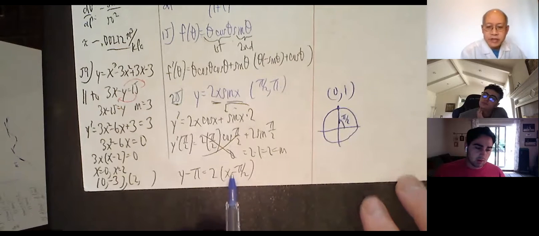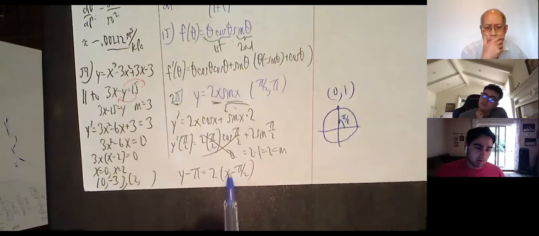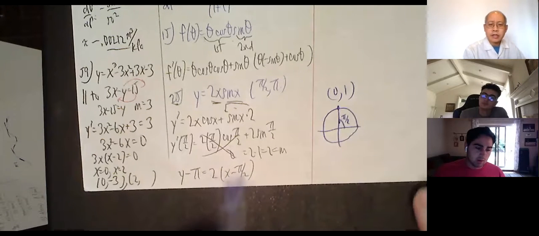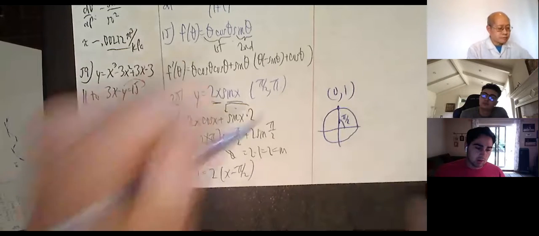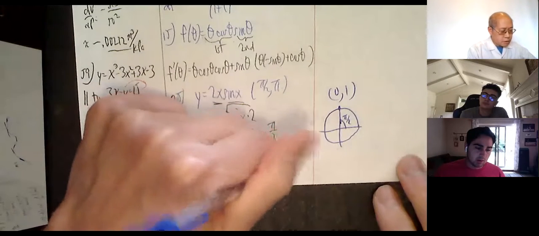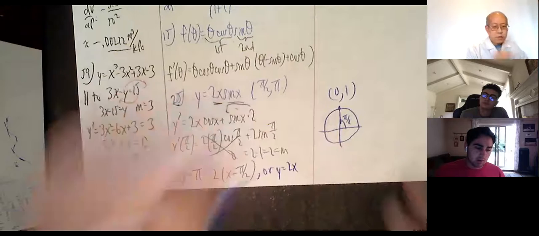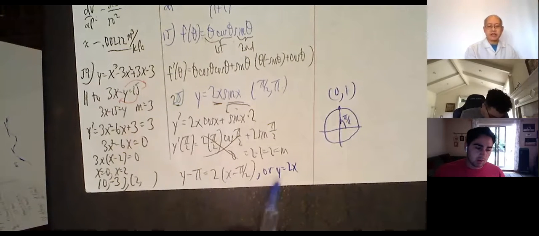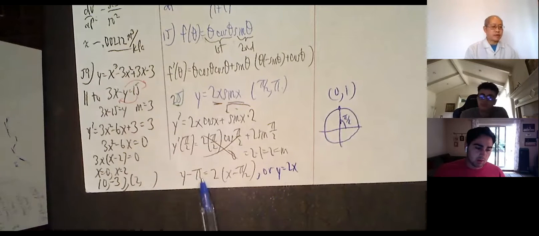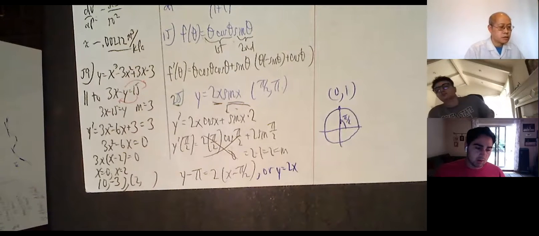You can leave it there, although if you wanted to go further, I think it comes out to be y equals 2x. Because if you distribute here, that's going to be minus pi, and the minus pi's cancel out. Right. So this is extra. But I think it comes out to be y equals 2x, because you have 2x minus pi, and the minus pi's cancel out. But you can just stop there, as we said. Okay.